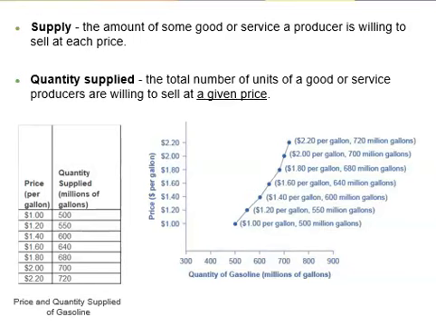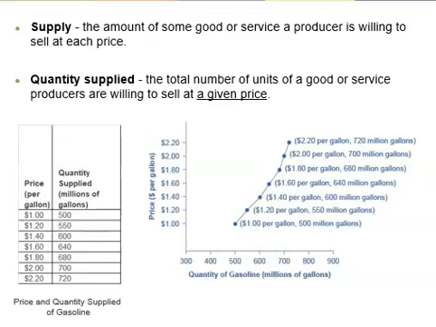Let's take a look at supply and factors that affect supply. Supply is the amount of some good or service sellers or producers are willing to sell at each price. Quantity supplied is the total number of units of a good or service producers are willing to sell at a given price. The common notation for quantity supplied is QS.